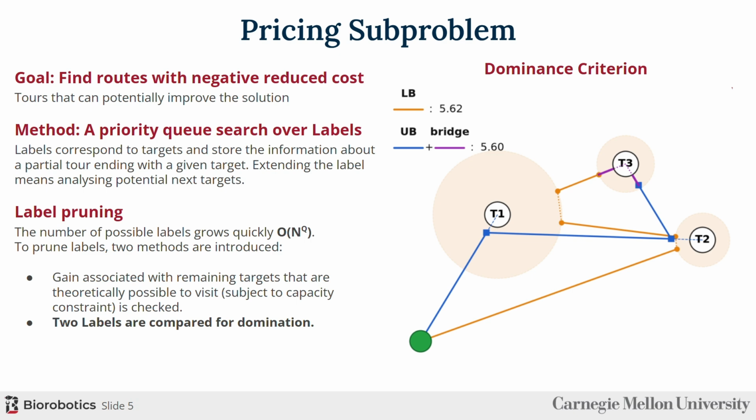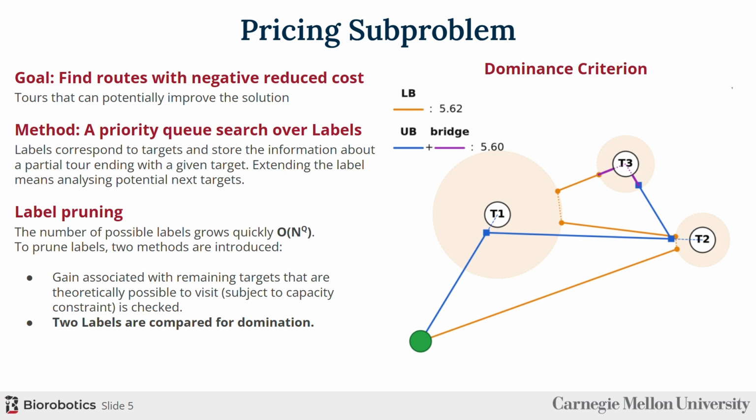Pricing asks for a route with negative reduced cost, a tour that would improve the current solution. Formally, it's an elementary shortest path problem with resource constraints, and we solve it with a labeling algorithm. A label represents a partial tour ending at some target. It stores which targets have been visited, bounds on the time of the last meeting, and the dual value collected so far. Extending a label means appending one more unvisited target. We process labels in a priority queue, best first. The problem is that the number of labels grows like n to the q, so pruning is everything.